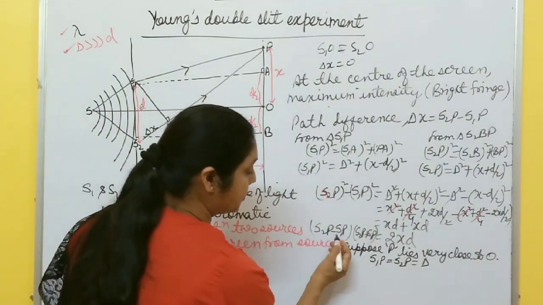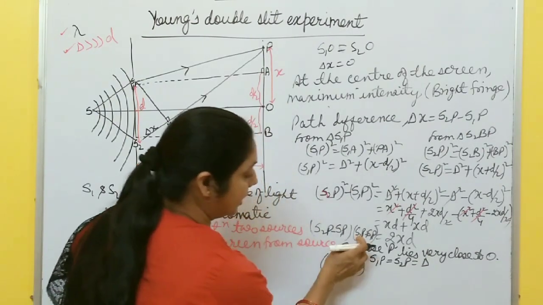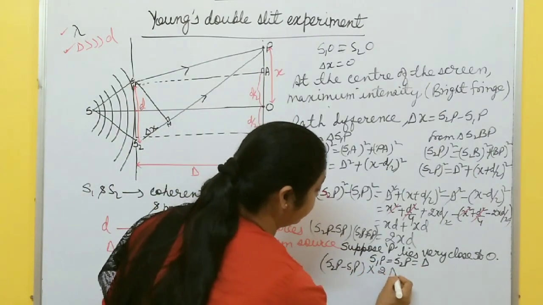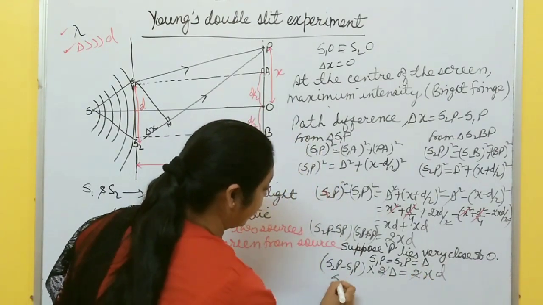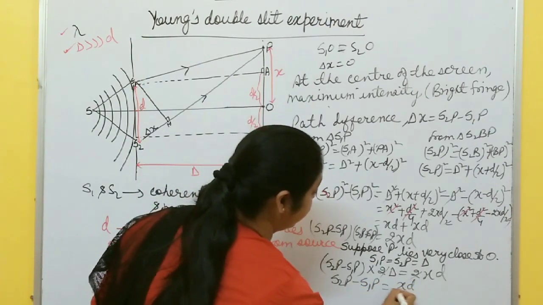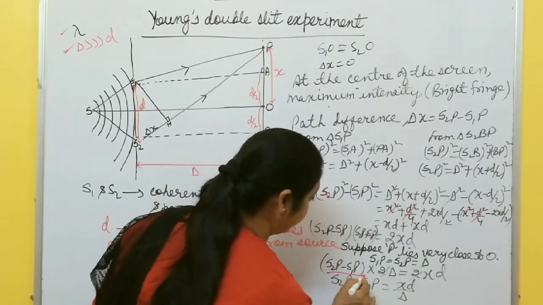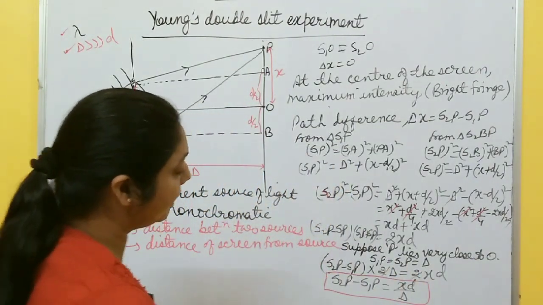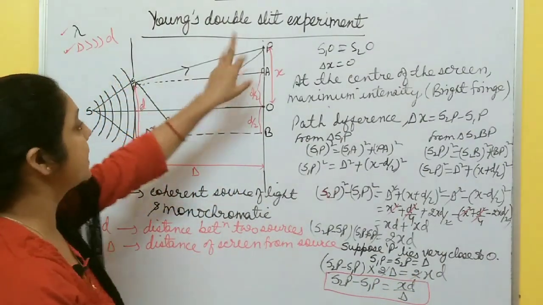So here S2P minus S1P, S2P plus S1P both are equal to D, so you get 2D equal to 2x small d. This 2 cancels, we get S2P minus S1P equal to x small d by capital D. We get the path difference at point P between the two sources. S2P minus S1P equal to xd by capital D. This is the path difference between these two sources at point P.